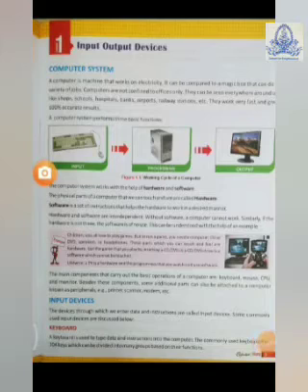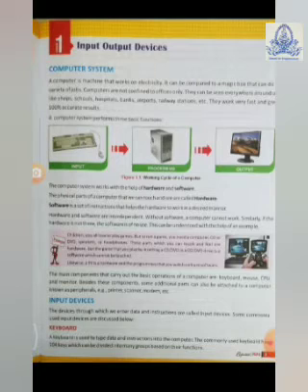Dear students, today we are going to discuss input and output devices. So what is meant by input? What is meant by output? Okay. Let us start with the computer system.